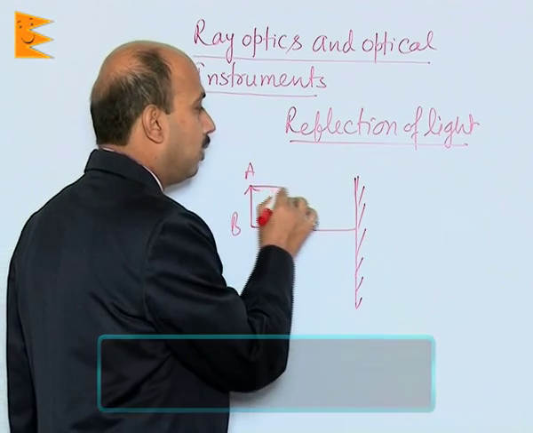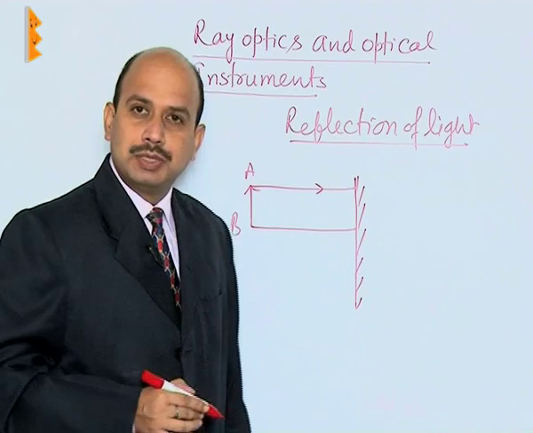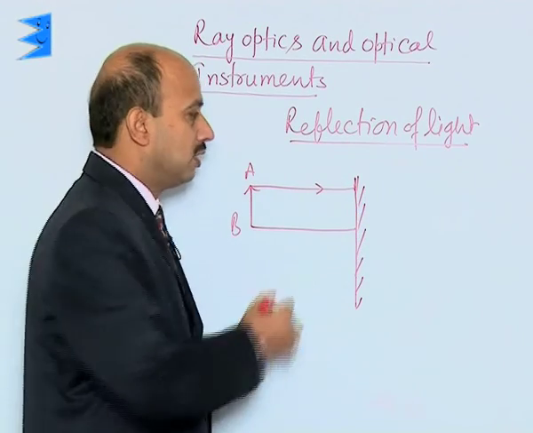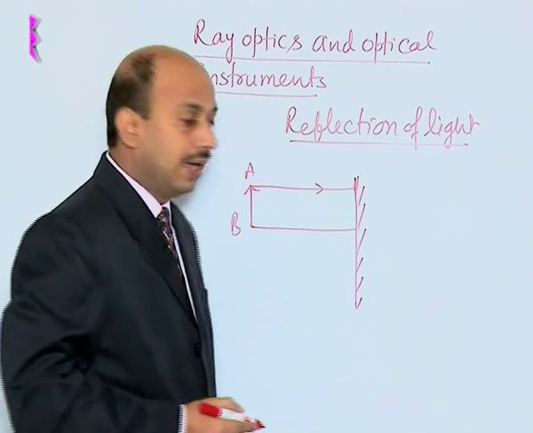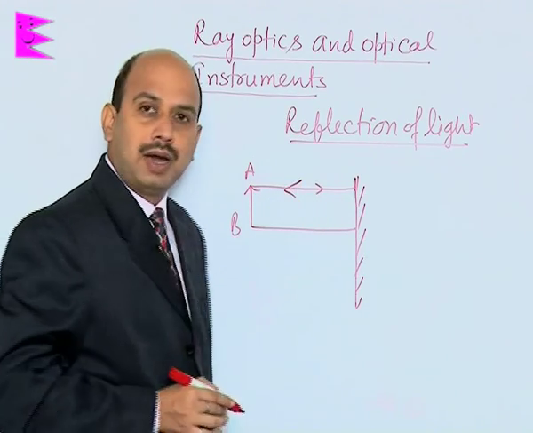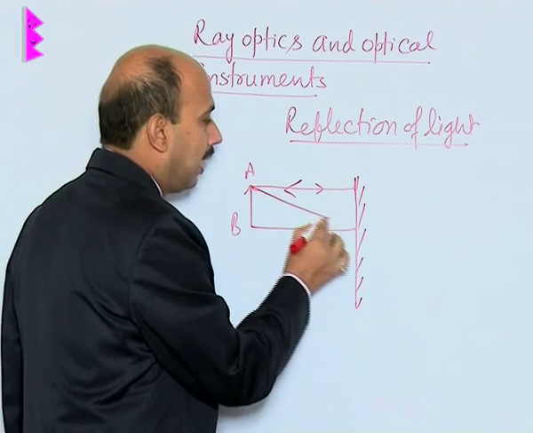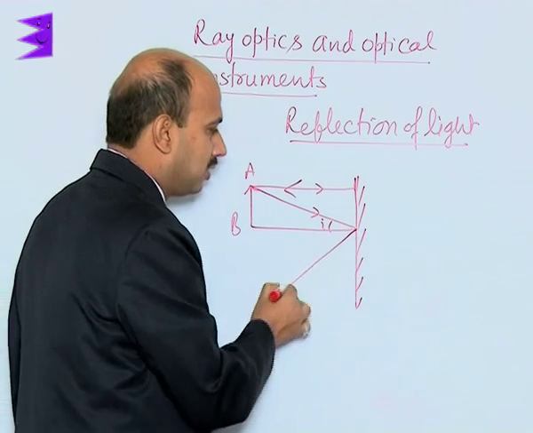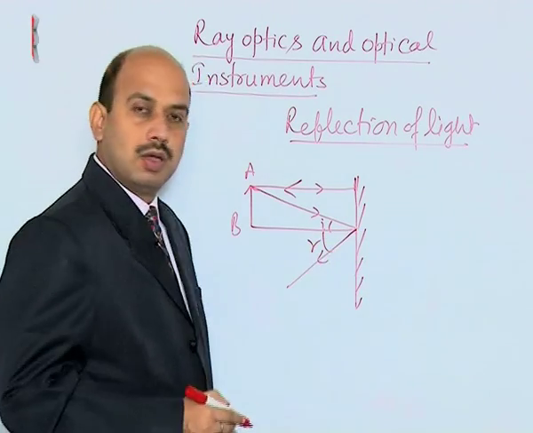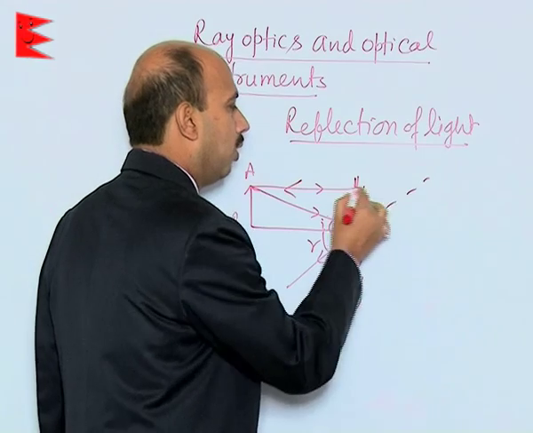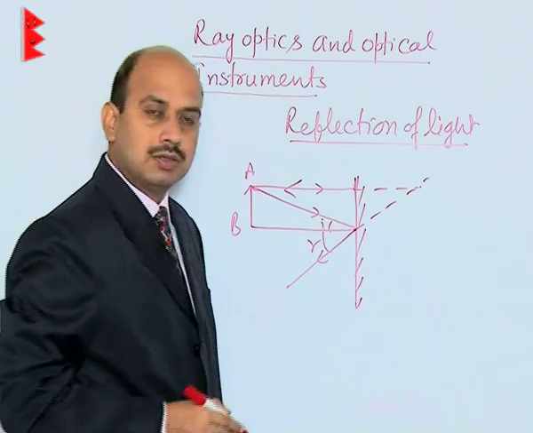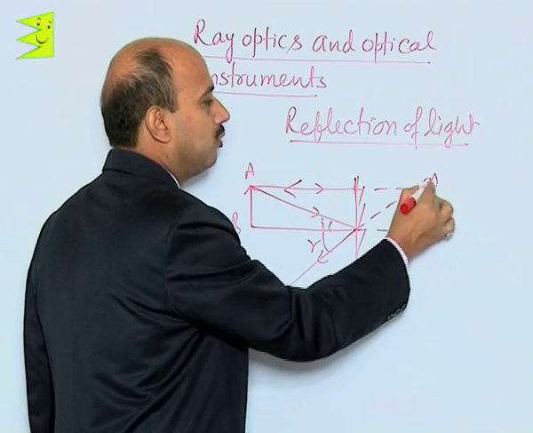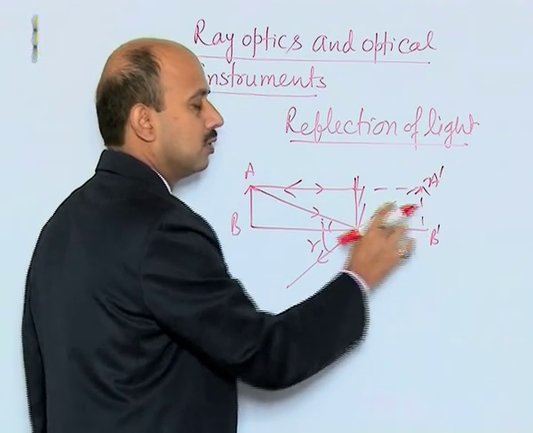First we take one ray from the top of the object. When it strikes this mirror, the angle of incidence is 0, because it strikes the mirror normally and it is reflected back along the same path. Another ray I take in this way, where the angle of incidence is I and the angle of reflection is R. When we produce these two rays, we get the image of this object, known as A dash B dash.